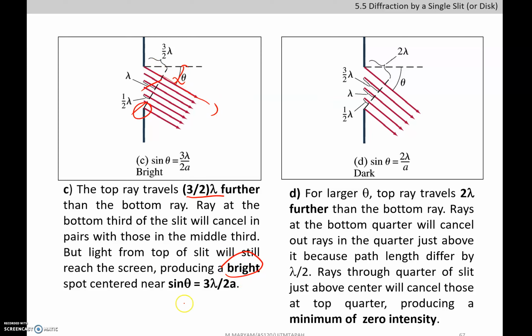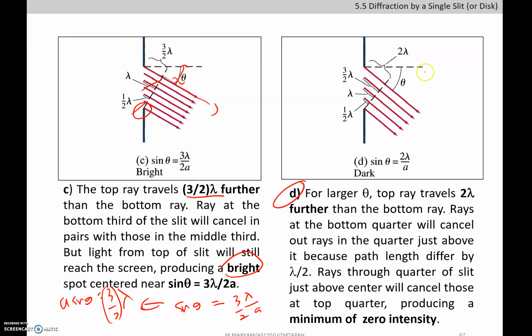So here we get sine theta is equal to 3 over 2 lambda over A. So I'll simplify this. I will get A sine theta is equal to 3 over 2 lambda. This pattern here is important to determine the equation of diffraction. Let's look at D now.